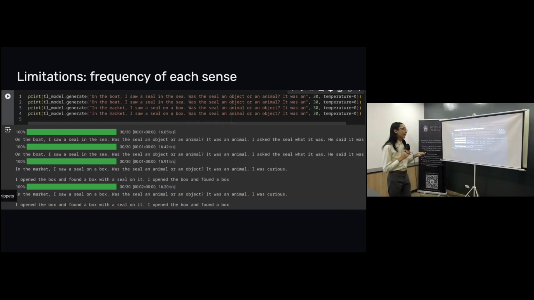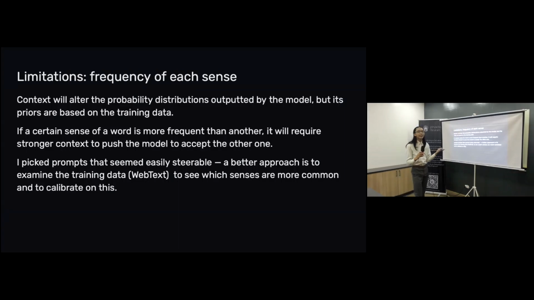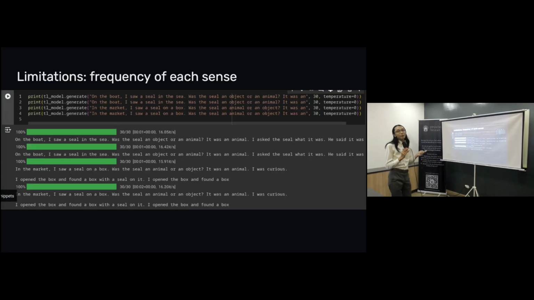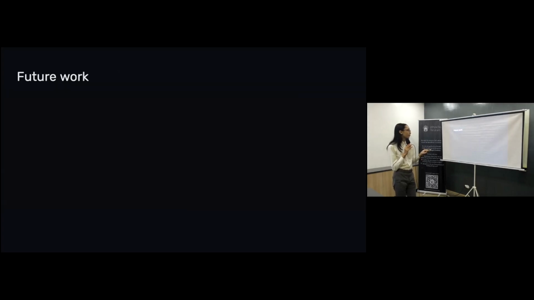in the training data set of GPT2-small, which is... oh, it's not going up. I want to go back. I'm pressing up. Yeah, so the training data for GPT2-small was web text. So really what I ought to do is see which senses are more common and calibrate on this, but that would require examining so many things and I didn't have time for that. It would be really good to do though. Perhaps there will be some way to automate it.